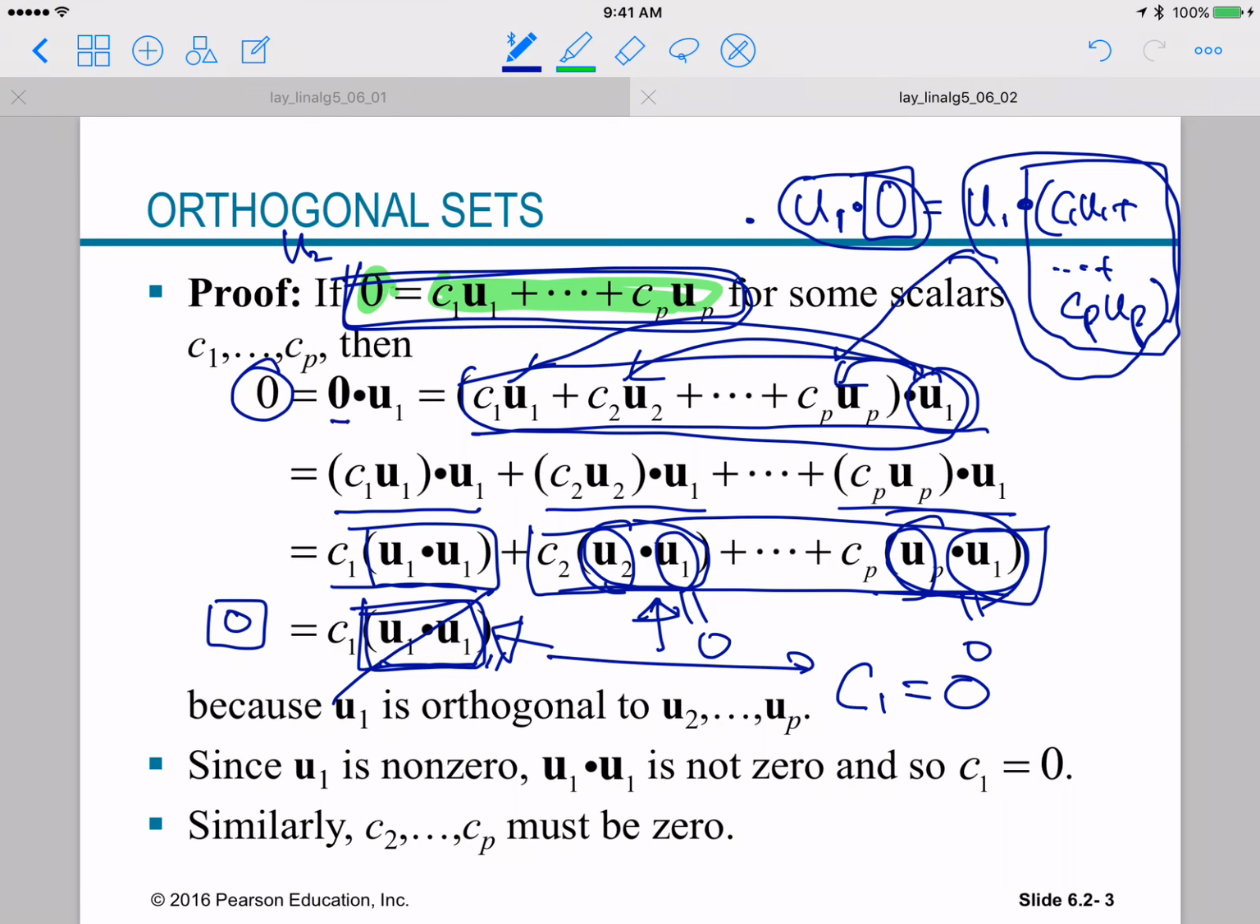Then we take the inner product on this equation with u2, and likewise we obtain c2 equals 0. That way, all the c's, c1 through cp, should all be 0. So all of these linear combination coefficients should be 0, which means only the trivial solution will exist, and so u1 through up are linearly independent.